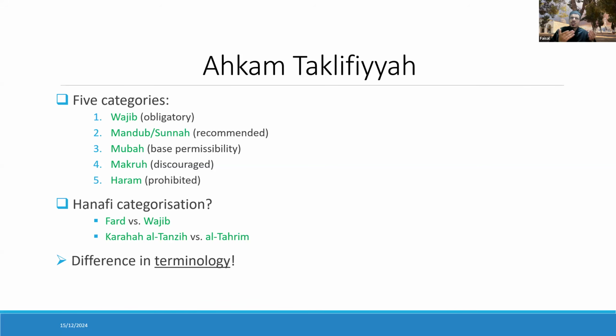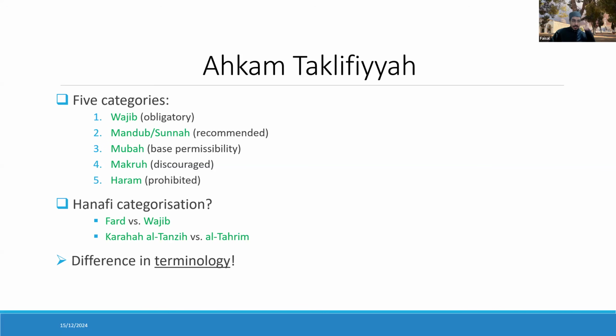Otherwise, every scholar agrees that some things are prohibited through conclusive evidences, and other things are prohibited through probabilistic evidences. And some things are obligatory through conclusive evidences, and other things are obligatory through probabilistic evidences. And so everyone agrees in principle on all these categories and the way you conceptualize them. They only differ in the terminology.